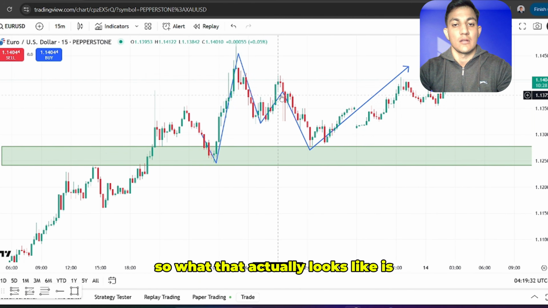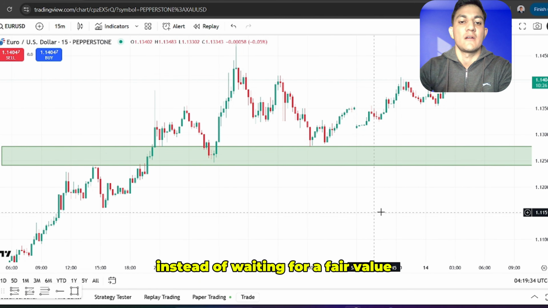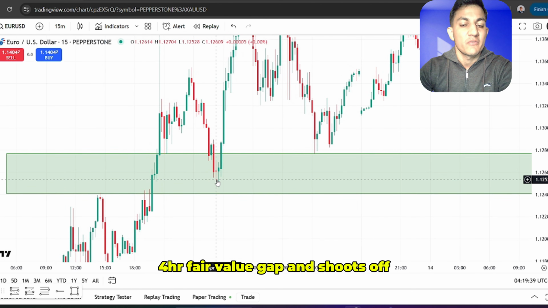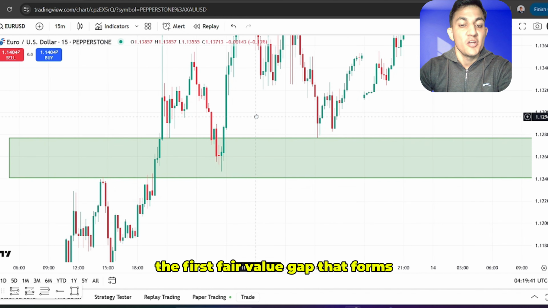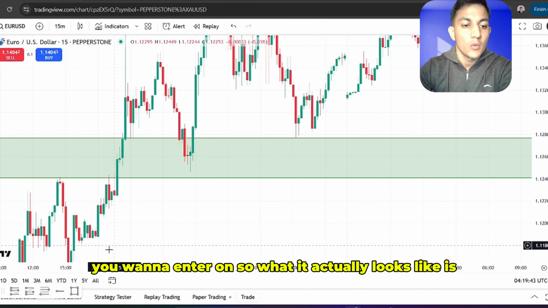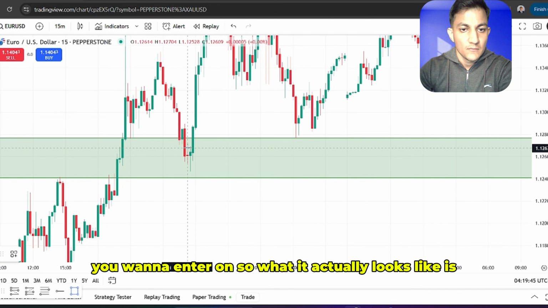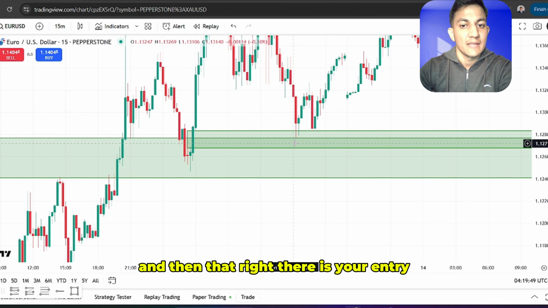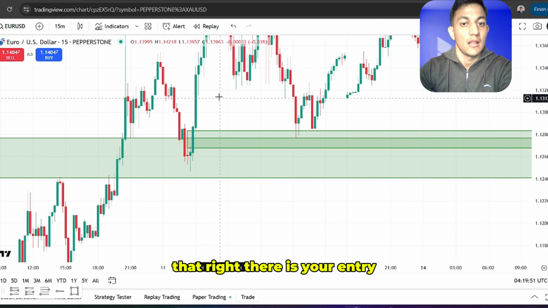So what that actually looks like is, instead of waiting for a fair value gap to form on the 1 minute chart, the moment price hits this 4-hour fair value gap and shoots off, the first fair value gap that forms, you want to enter on. So what that actually looks like is you mark out this fair value gap on the 15-minute chart, right? And that right there is your entry.